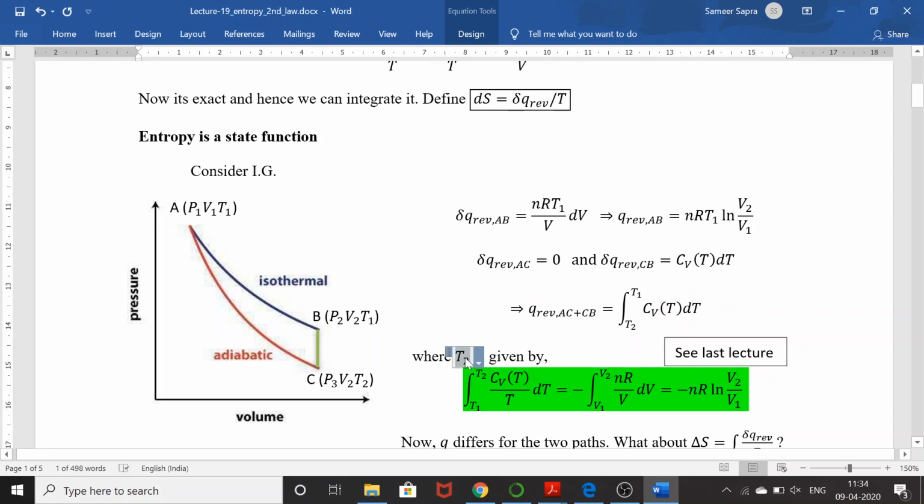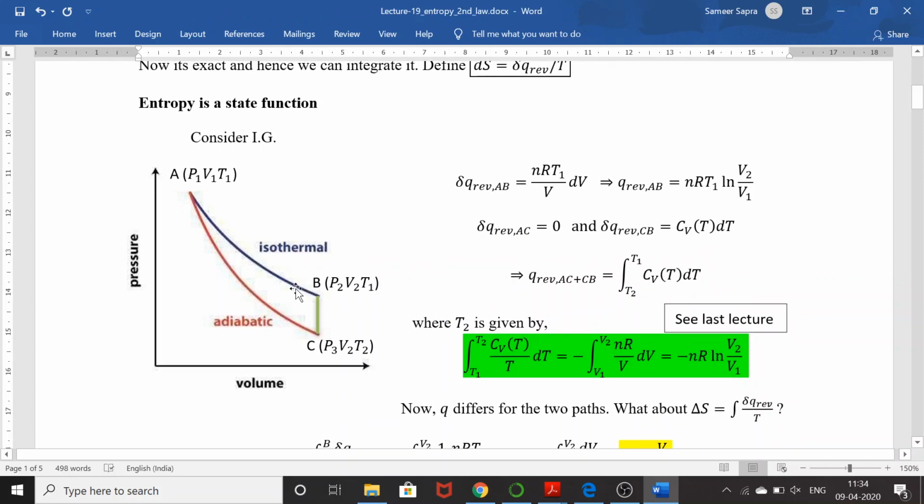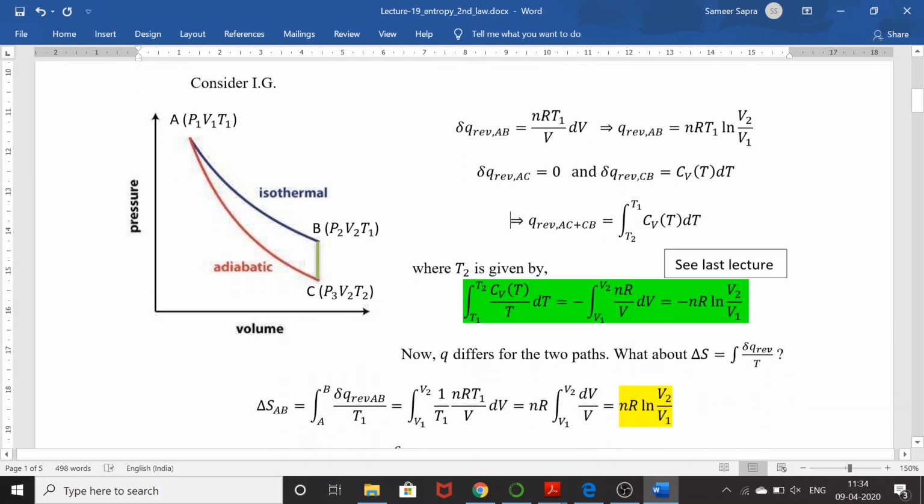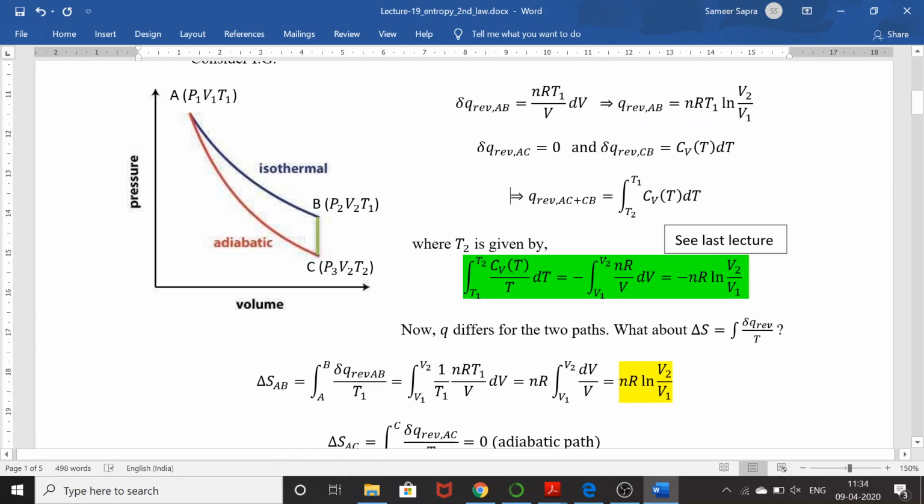How to relate this? I could use this expression straight. So going from V1 to V2, I know what the change is. Although this is not for the adiabatic process, I can still use this expression and get to know my T2.